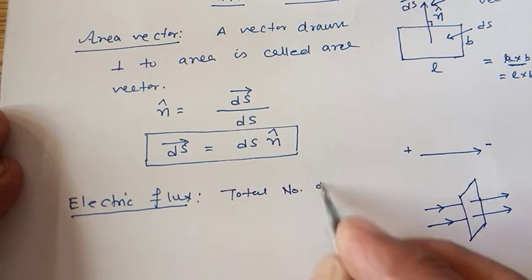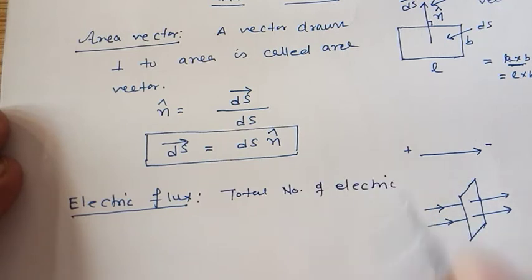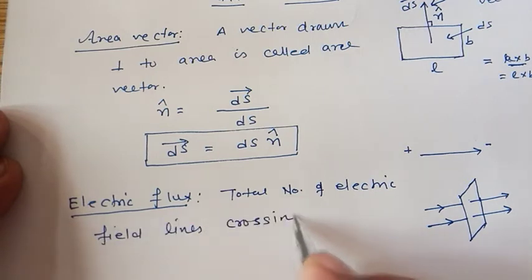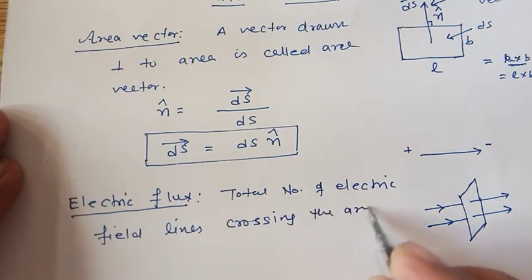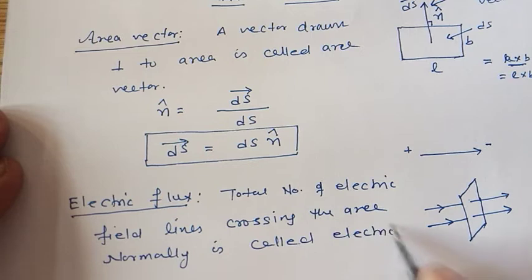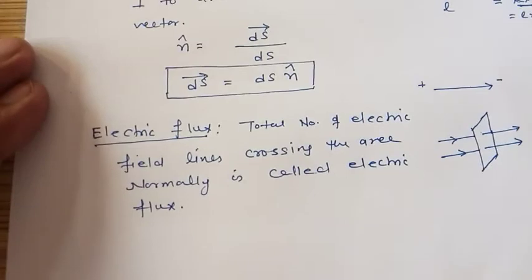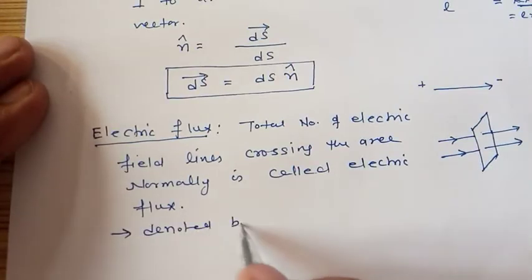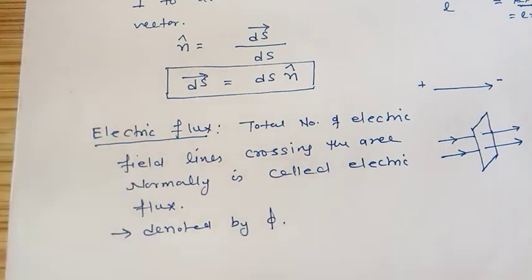So electric flux is the total number of electric field lines crossing the area normally is called electric flux. It is denoted by phi. Now let us discuss it more.